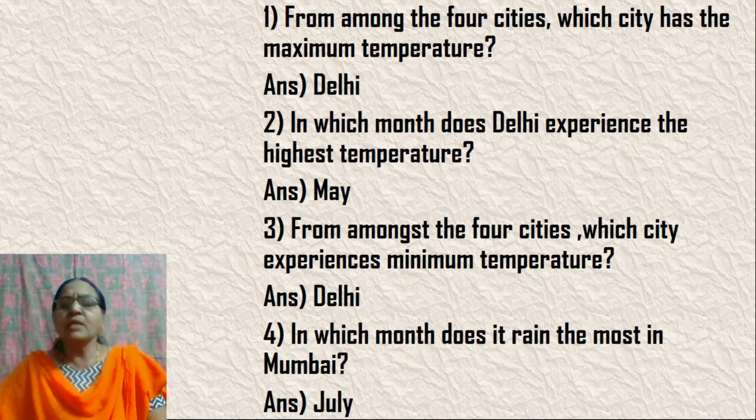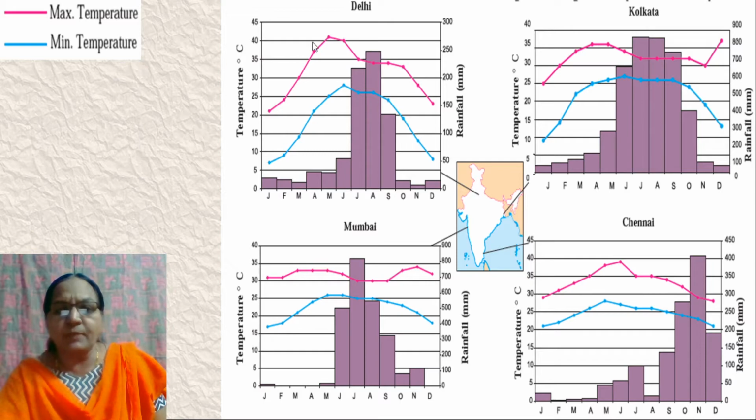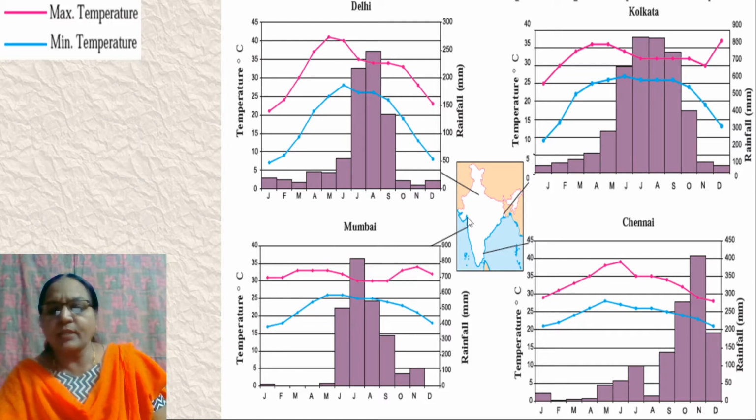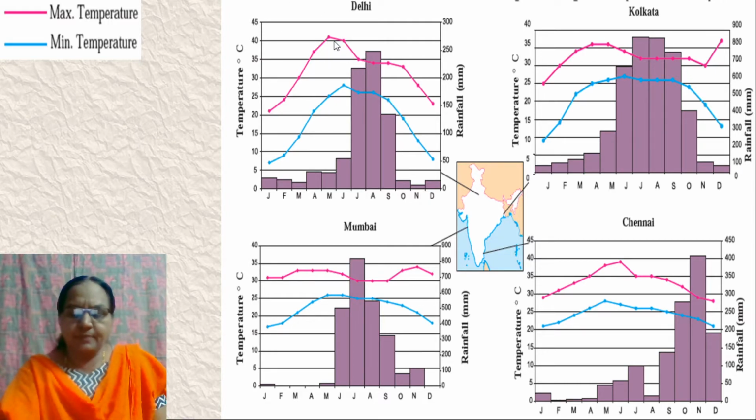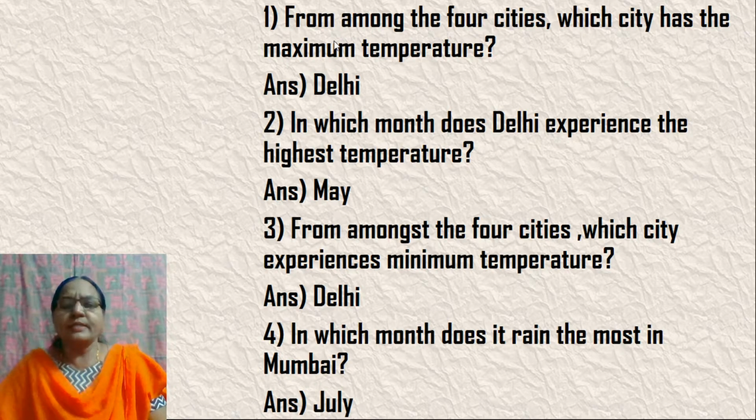From among the four cities, which city has the maximum temperature? Here, look at that. Delhi, the temperature rises above 40. On the other hand, in all the other cities, Kolkata, it is lesser than 40. Again, Chennai is lesser than 40. And even Mumbai is lesser than 40. So which city has a maximum temperature? It is Delhi. So the maximum temperature is witnessed in Delhi.